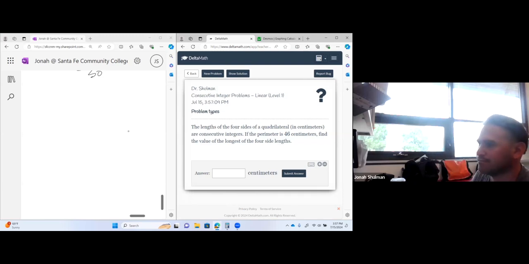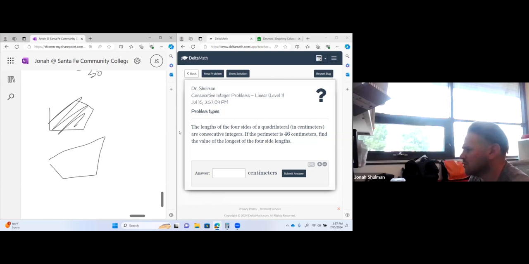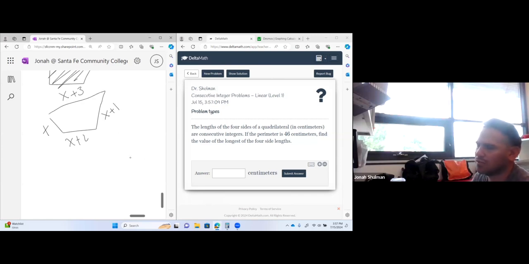All right, here we go. The lengths of 4 sides. Ooh, that's an ugly quadrilateral. There's a quadrilateral. The lengths of 4 sides of quadrilateral are consecutive integers. So this is x. This is x plus 1. This is x plus 2. And this is x plus 3. I try to make them all different sizes. If the perimeter is 46, find the longest of the 4 sides. So the perimeter means you got to count all the way around. So it's x plus x plus 1 plus x plus 2 plus x plus 3 equals 46.